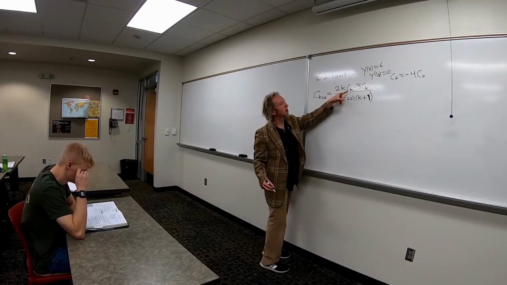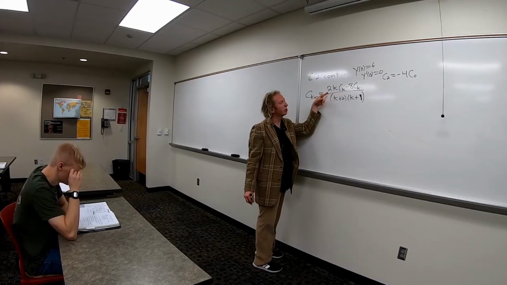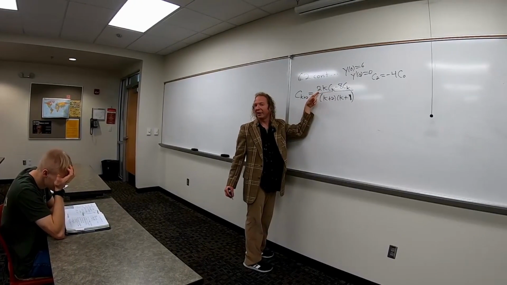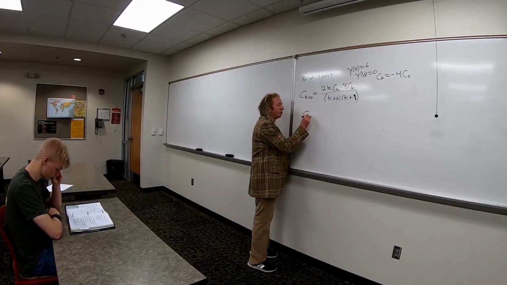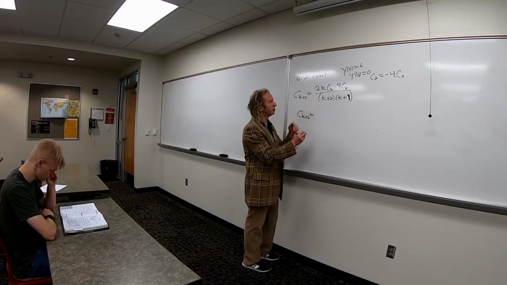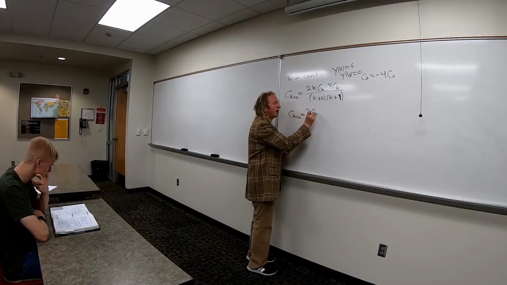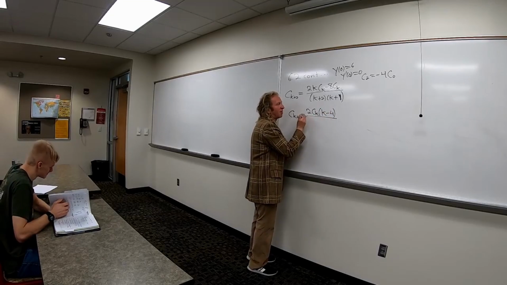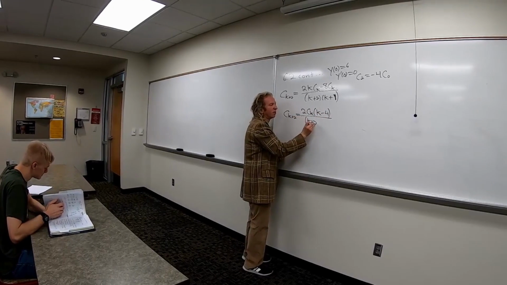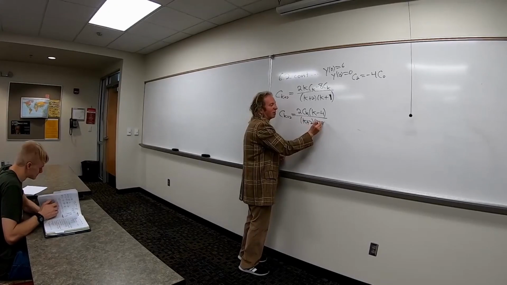What we can do here is pull out a C sub k, and we can also pull out a number. We can pull out a 2, I believe. So let's do that. So C sub k plus 2 is equal to 2 C sub k times (k minus 4), and then on the bottom we have k plus 2, k plus 1, right?